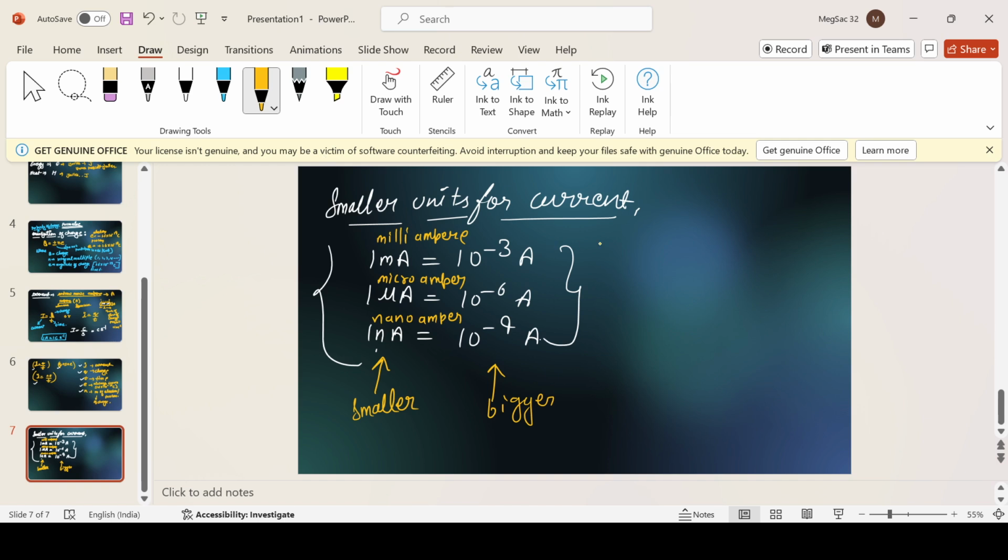Now if you do the reverse of it, that means 1 ampere will be equal to how many? It will become 10 to the power 3 milliampere. 1 ampere again will be equal to 10 to the power 6 microampere, and then nano ampere. But in the paper they are never going to ask you this. Just what you have to remember is this one part. Now come to the part of charge.